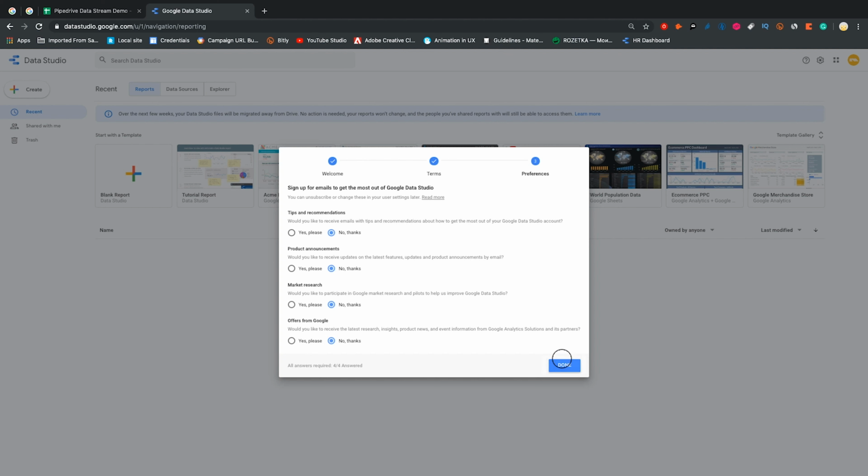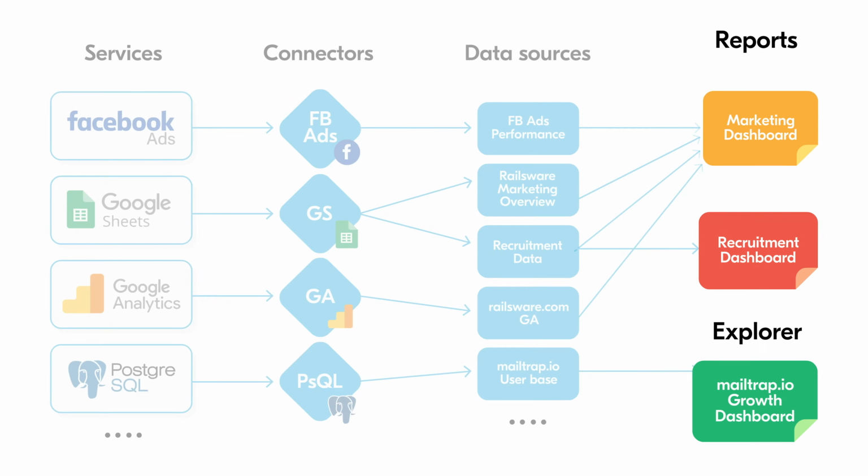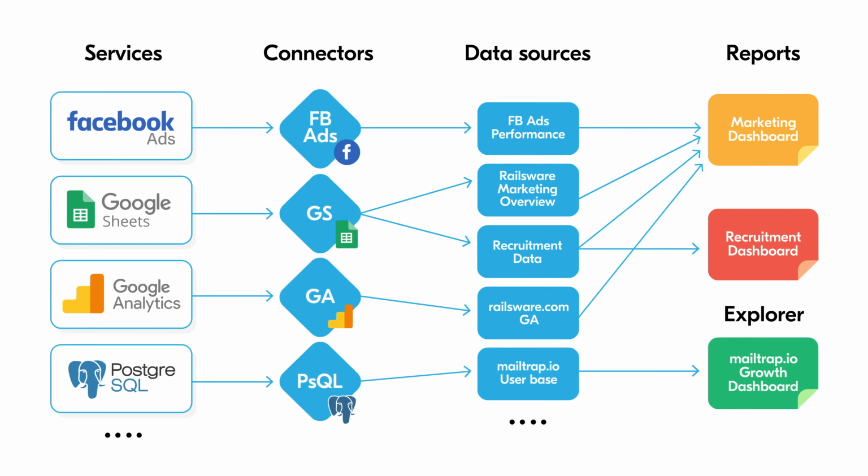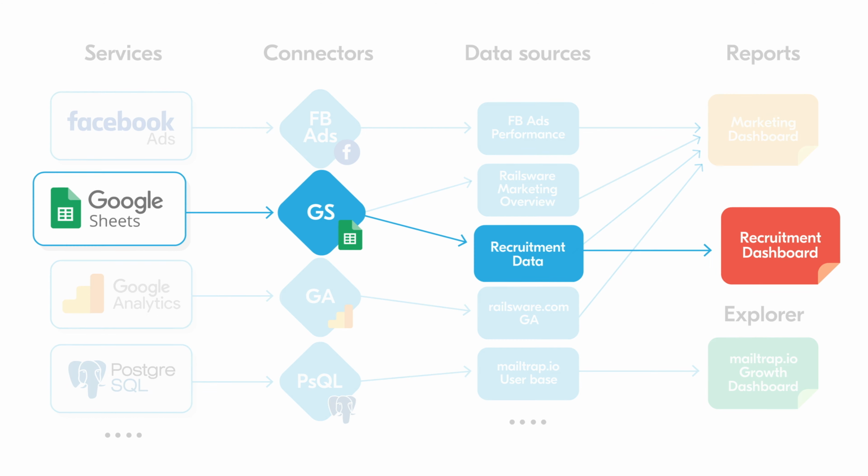There are four major concepts in Data Studio: Data Source, Connector, Report, and Explorer. Data Source and reports have many-to-many relationships. This means that one report can use multiple sources of data, while the same data source can be connected to many reports. Today, we're going to play with a simple configuration. One report will use only one data source. Please keep in mind that changes in the data source apply to all connected reports. It's not that evident from the UX perspective.